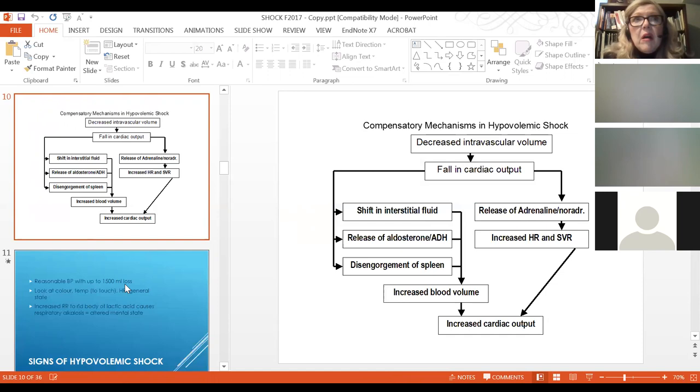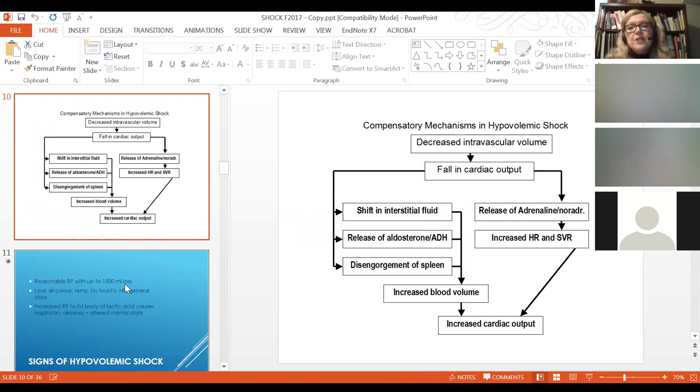Or this could be an elderly patient, and I want to caution you that in shock, the elderly don't have the compensatory mechanisms that a younger adult would have. A young person could bleed out 2 liters or 2.5 liters with little effect, whereas an older adult, maybe only 500 mils, and they're going to start to show signs of compensation. So you're going to have a decrease in intravascular volume.